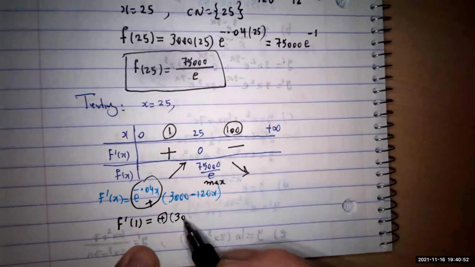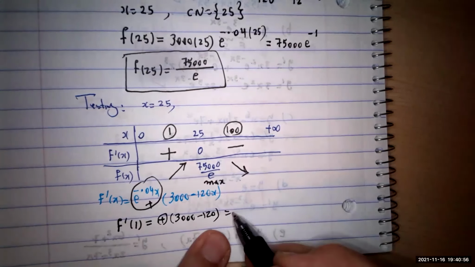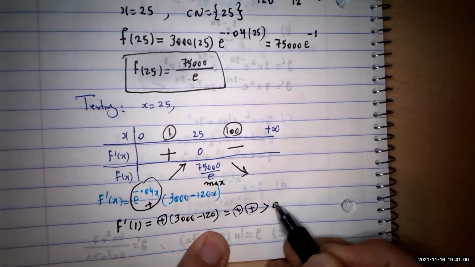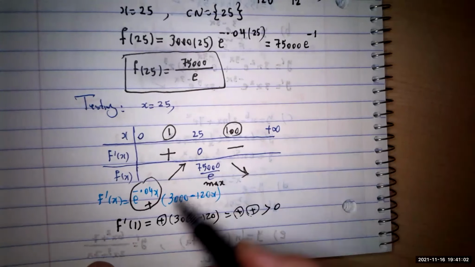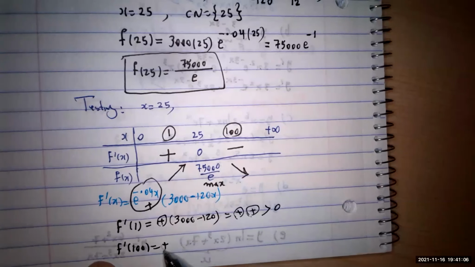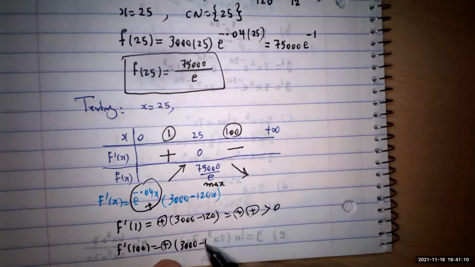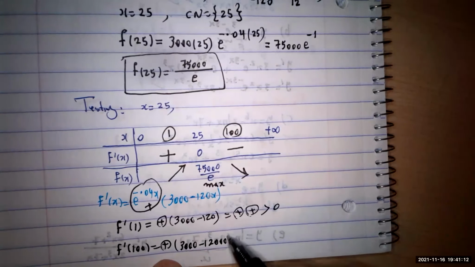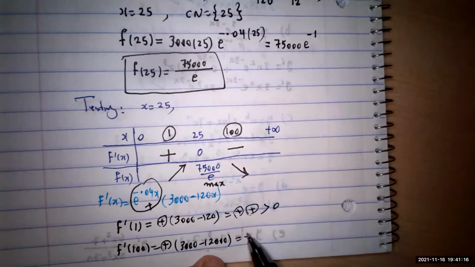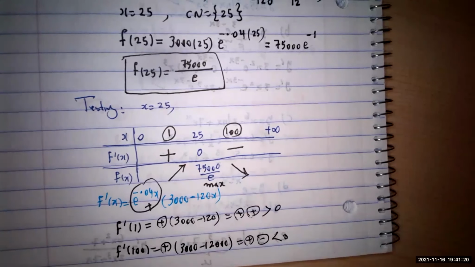And the inside would be 3,000 minus 120. So that would be a positive and a positive. So the result is a positive number. And if you check the 100, the outside is positive. The inside would be 3,000 minus 12,000. Okay, which is going to be, this is positive, this is negative, so the result would be negative.